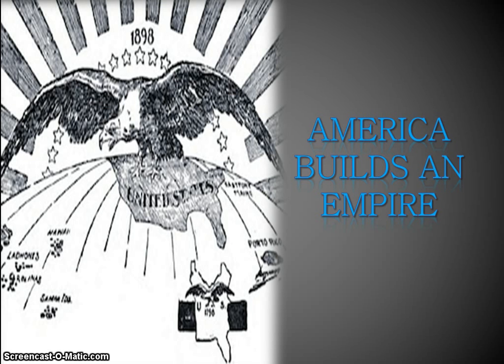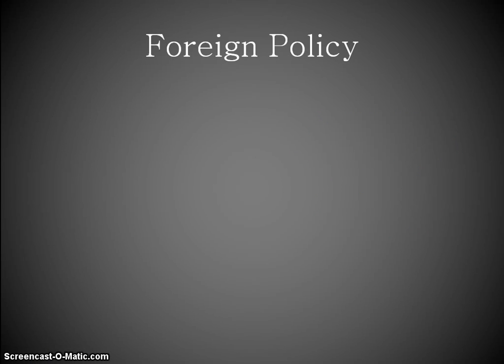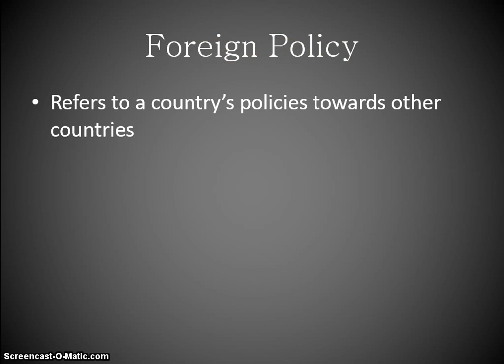Okay guys, so today you're going to see how America builds our empire, how we become a world power. And it's going to start off with our foreign policy. Now the word foreign is going to mean other countries. So policy is how we deal with other countries and the relationships we have with them. Now it refers to a country's policies, again, towards other countries.